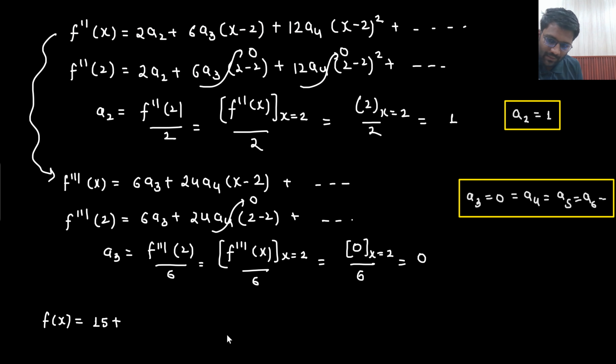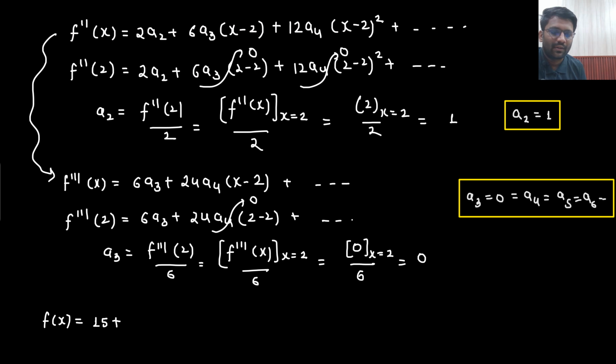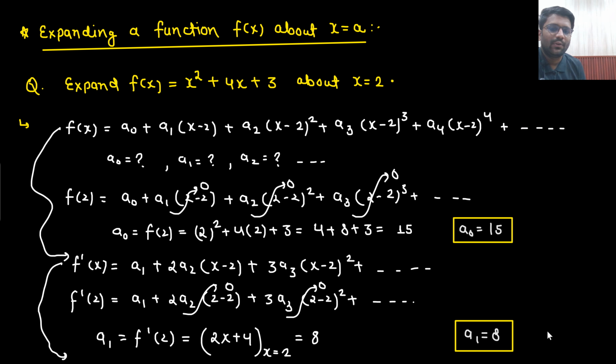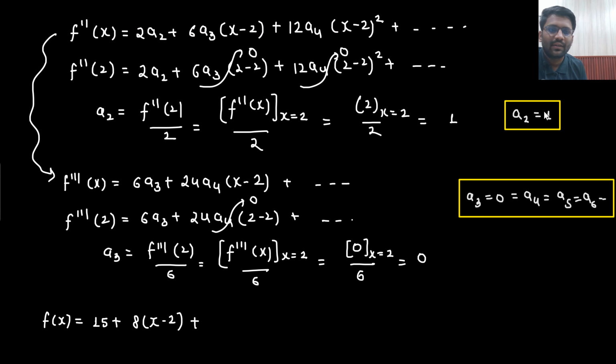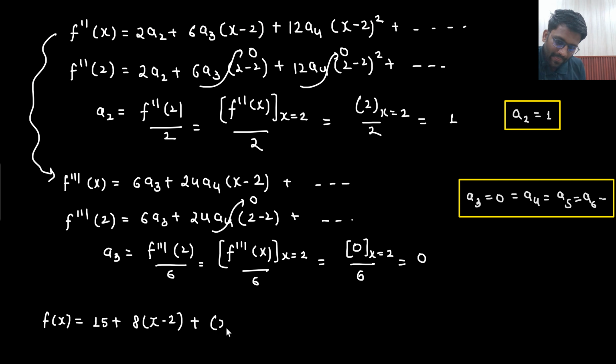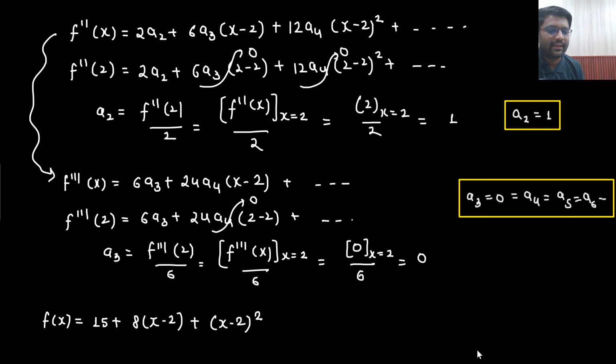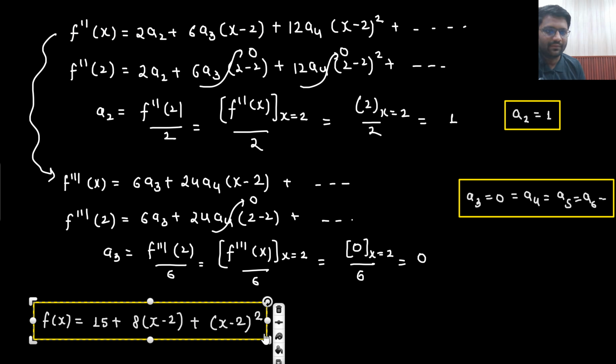15 plus A1. What is the value of A1? A1 value is coming out to be 8. So 8 into (x minus 2), plus what is the value of A2 you are getting? That is 1. So (x minus 2) whole square. Is that clear to you? Okay. So this is how, and then A3 and all, everything is 0. So this is how your expression could be written.